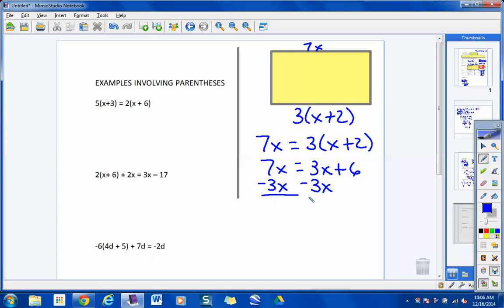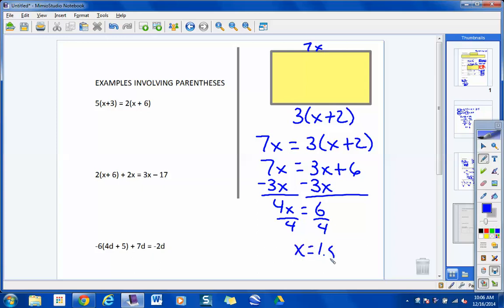Guys agree? How about on the left side? 7x minus 3x. 4x equals what value on the right? 6. So now you're going to take 6 and divide by 4. 6 divided by 4 turns out to be 1 point... Anybody know it? 5. 1.5.